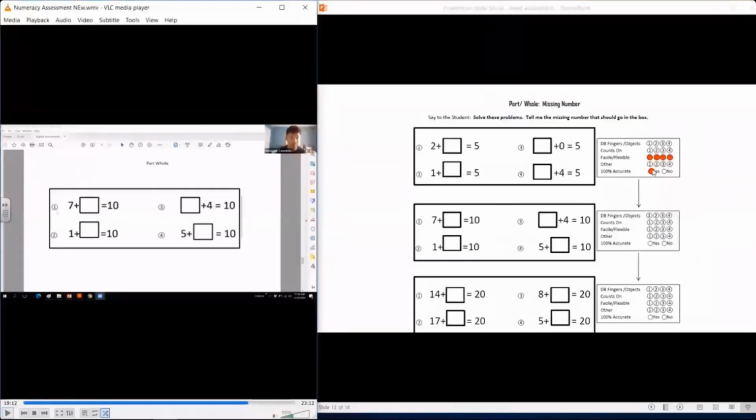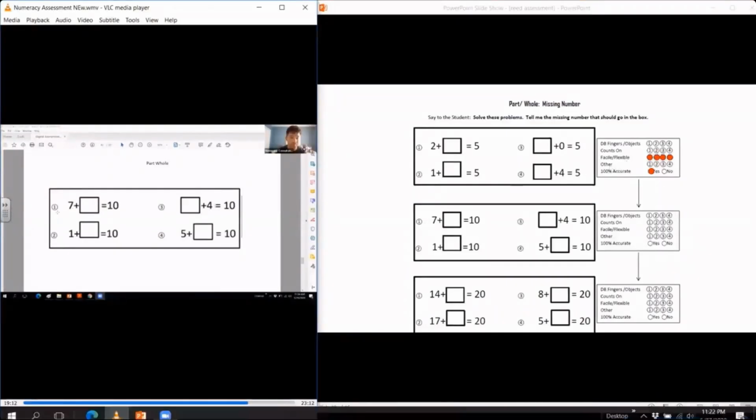And then you say, was he 100% accurate and were they all facile flexible? If you can answer yes and they're all facile flexible, you go down. Say he counts on for 1 or 2 and he gets the right answer. You cannot go on to the next one. They have to be facile flexible.